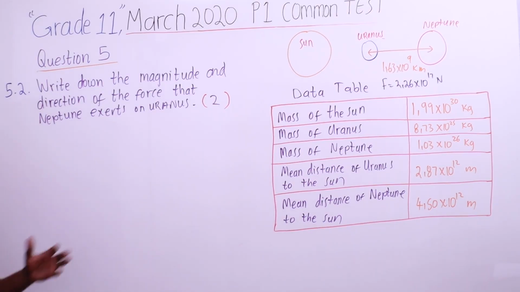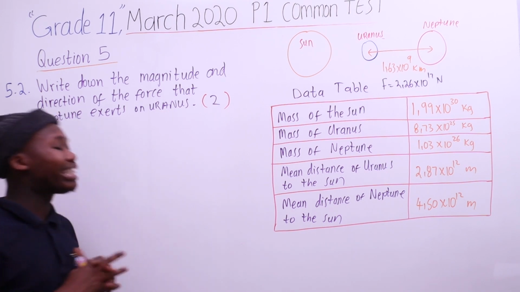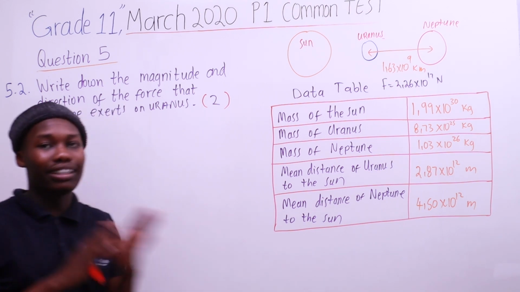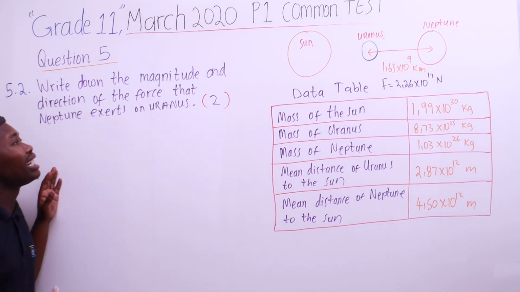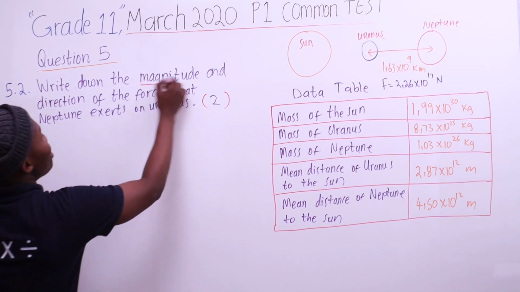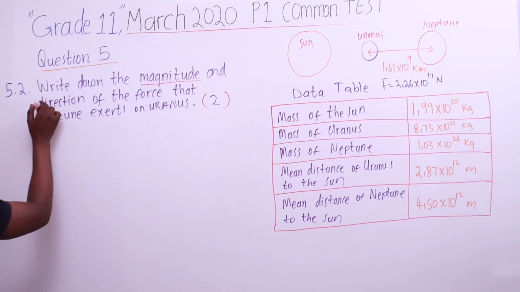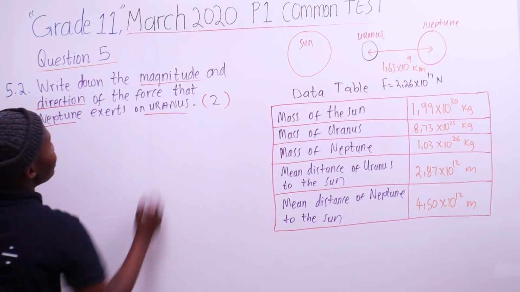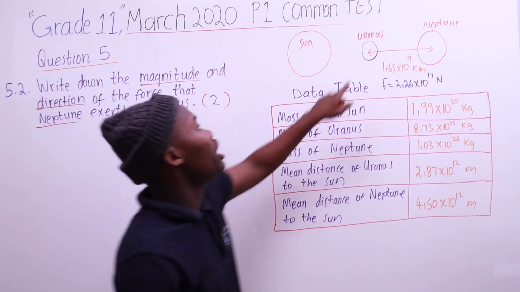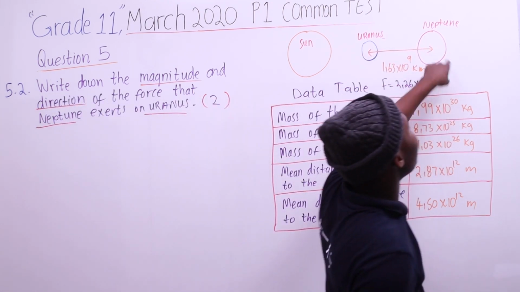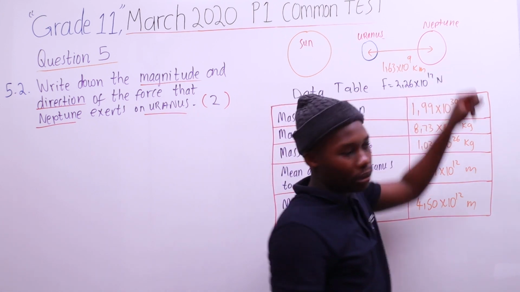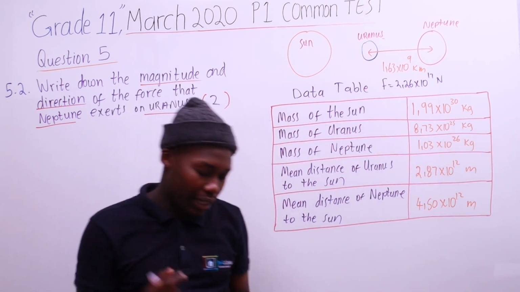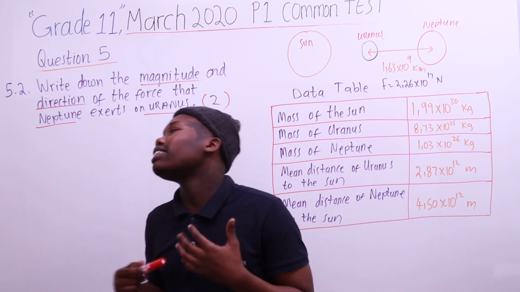Alright, so 5.2 is just 2 marks, so don't focus too much on a question with few marks. Analyze everything carefully, answer, and then you can move on. Write down the magnitude and direction of the force that Neptune exerts on Uranus. We were calculating the force that Uranus exerts on Neptune, which is 2,26 times 10 to the power 17. So the force that Neptune exerts on Uranus is the same, but in the opposite direction.